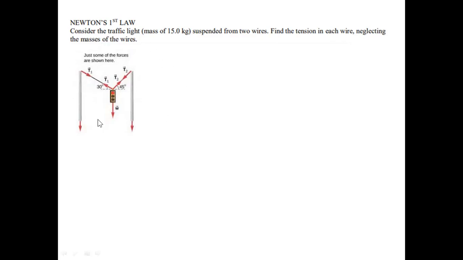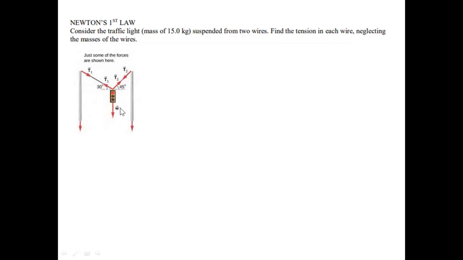We are already given a free body diagram for this problem. The force that acts on the first wire, we're going to label as tension 1, or T1. The second wire, at an angle of 45 degrees with respect to the horizontal, we're going to name the force acting on it T2. We're going to represent the weight of the traffic light as W.